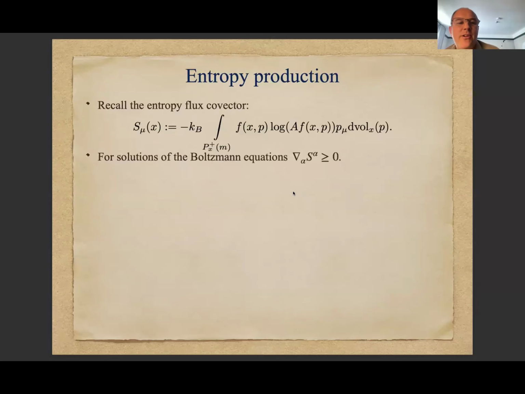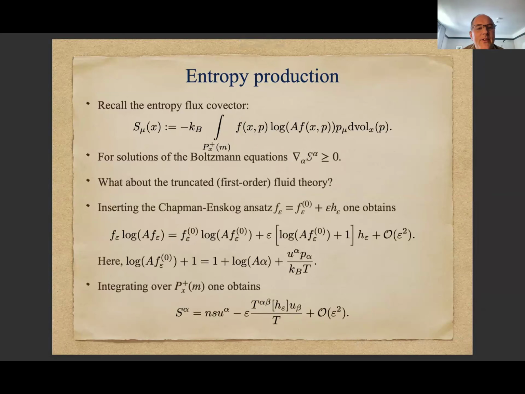And now let me finish off with some brief remarks regarding the entropy production. Remember that in the Boltzmann case, there was this entropy flux, which you could compute from the distribution function. And the Boltzmann equation would imply that the divergence of S is larger or equal to 0. So the question is, what happens now to the truncated first order fluid theory? Can you still construct an entropy flux, and does it still satisfy this condition here?